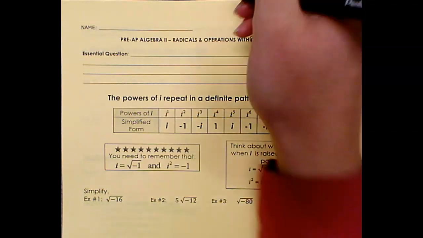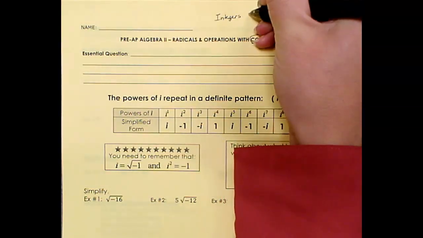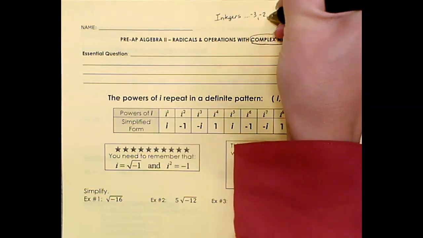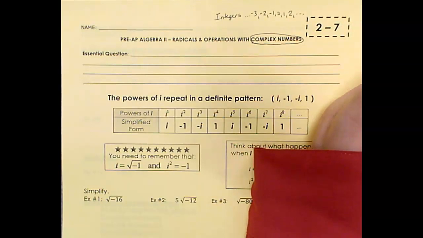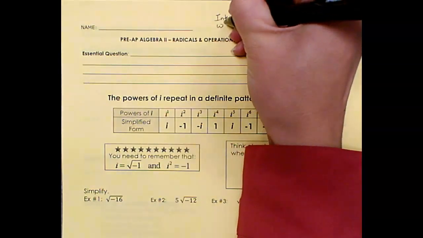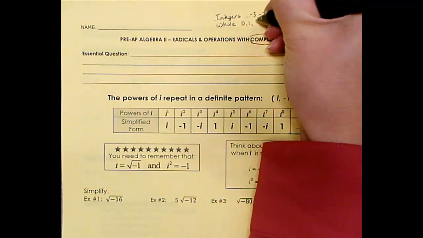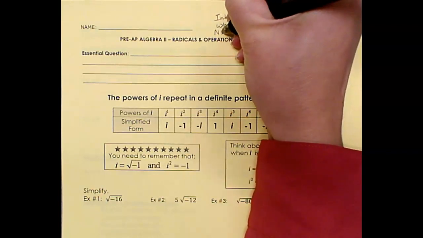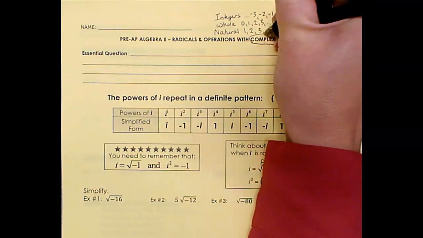So maybe you've heard integers. Well, integers are the set of all counting numbers and their opposites. So like -3, -2, -1, 0, 1, 2, and so on. You might have heard about whole numbers. So those are 0, 1, 2, 3, and so on. You might have heard of natural numbers, like the counting numbers. So that would be 1, 2, 3, 4.